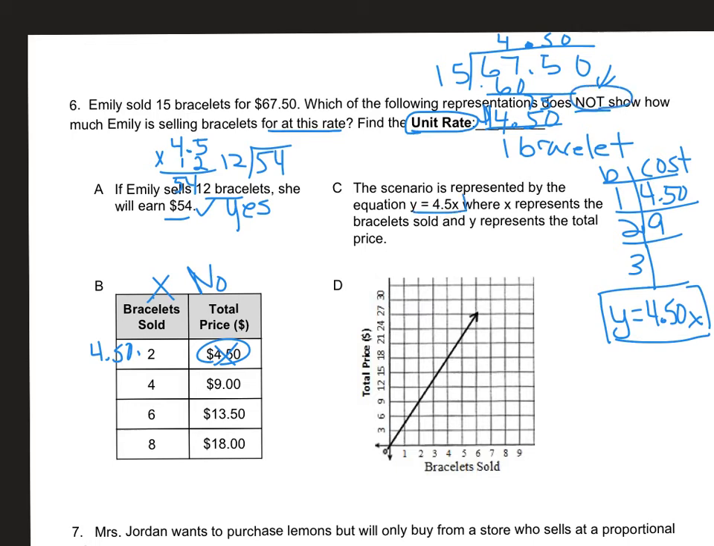If I look at C, well, I took the time and wrote my equation. So sometimes, guys, it helps to make sure you do that. If I look at my graph, I can see here's my bracelets sold. Good, and I see 4 goes with 18. Okay, 2 goes to 9. So this is showing me my constant rate of change as well for 4.50. So this is a yes. Letter B is incorrect, and that's what we were looking for.